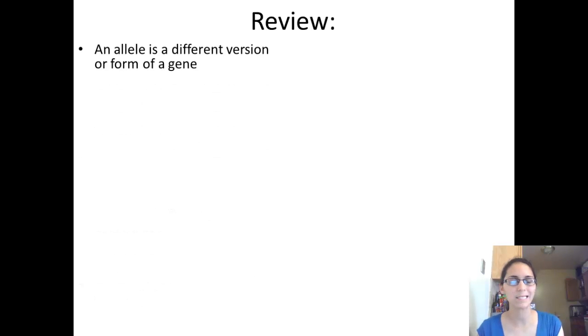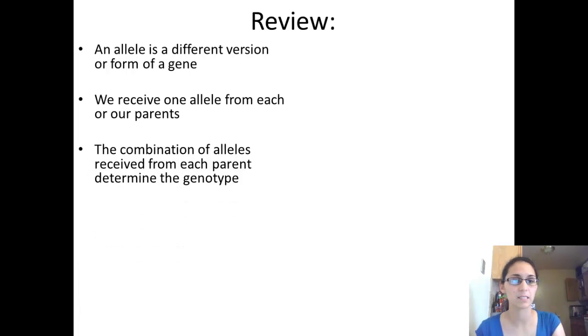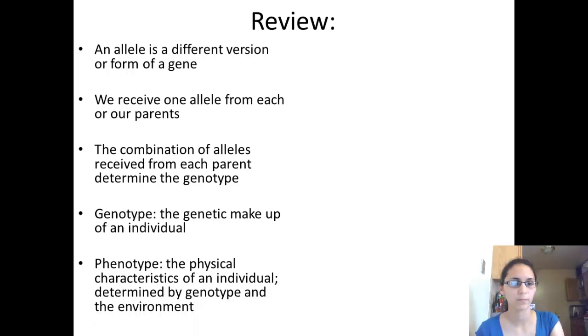So an allele is a different version or form of a gene. We receive one allele from each of our parents, and the combination of alleles received from our parents determine our genotype. And our genotype, if you remember, is the genetic makeup of an individual, while the phenotype is the physical characteristics of an individual. And the phenotype is determined by the genotype and also by the environment.